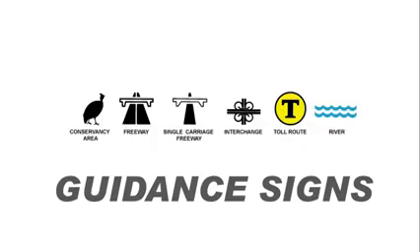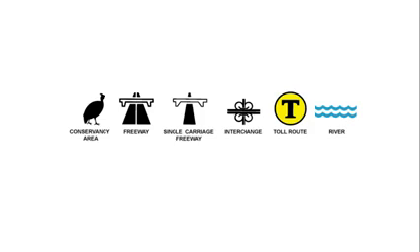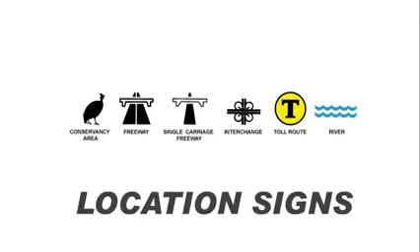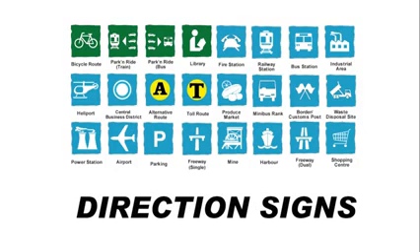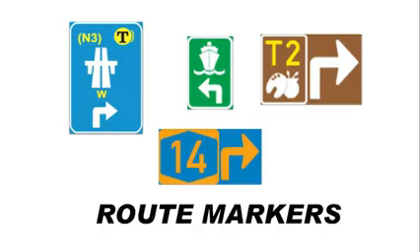Guidance signs. There are different guidance signs which assist one when driving. Location signs. These signs display the location which you arrived at, for example, the name of a town, a river or street. Direction sign symbols. These direction sign symbols indicate the type of destination being referred to. Route markers. These signs indicate the particular route you are traveling on or indicate the direction you are traveling on to a specific route.